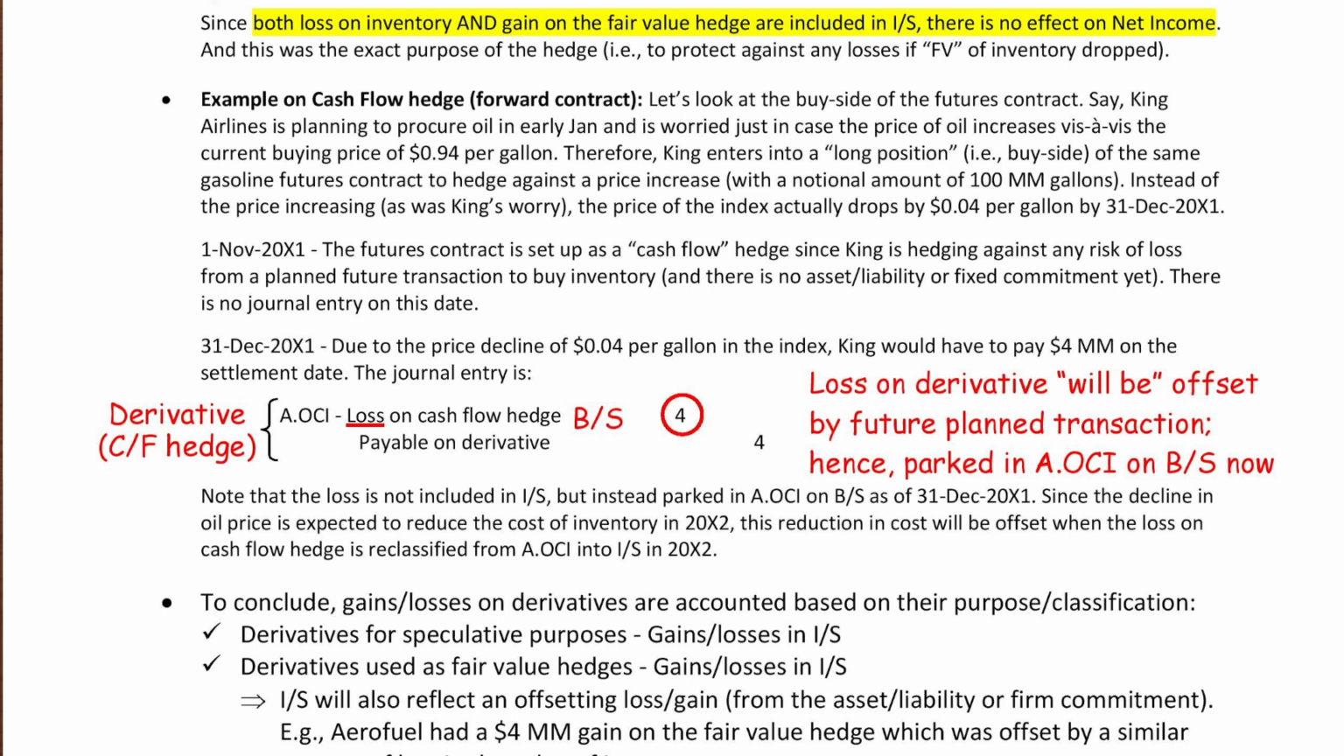Let's read. It says, note that the loss is not included in the calculation of net income. The reason is that the highlight decline in gasoline is expected to reduce the cost of inventory in the next period. So this loss will be offset by reduction of cost of sales in the next period only.